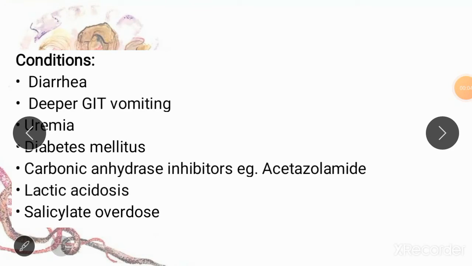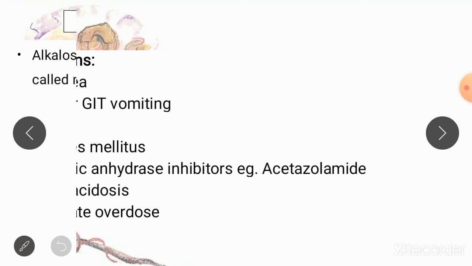So other causes for metabolic acidosis are uremia, diabetes mellitus, and any inhibitor of the enzyme carbonic anhydrase such as acetazolamide, lactic acidosis, and salicylate overdose. So drugs such as the salicylates are also responsible for metabolic acidosis.